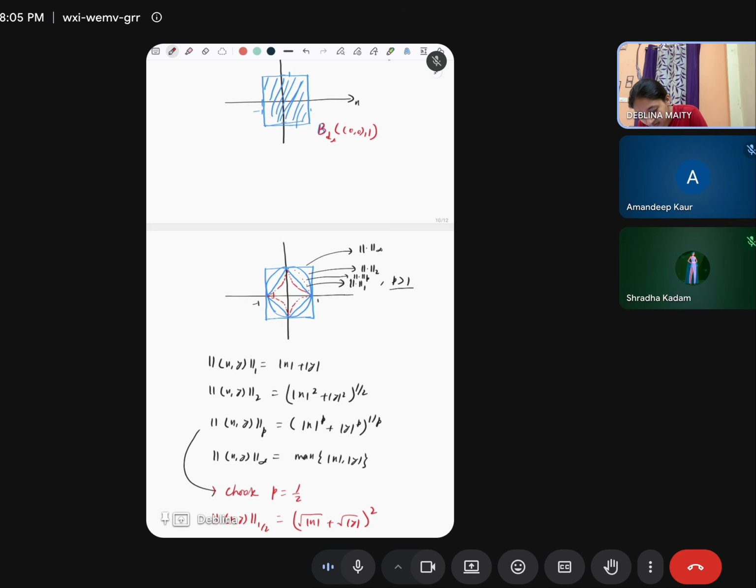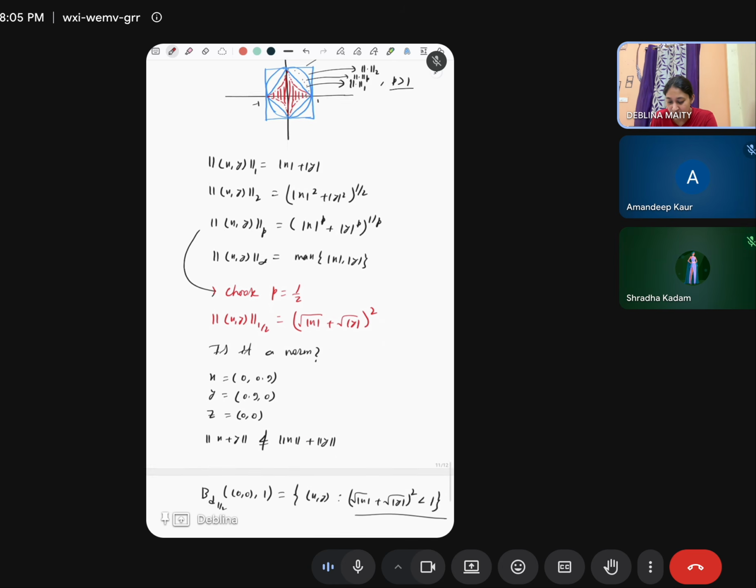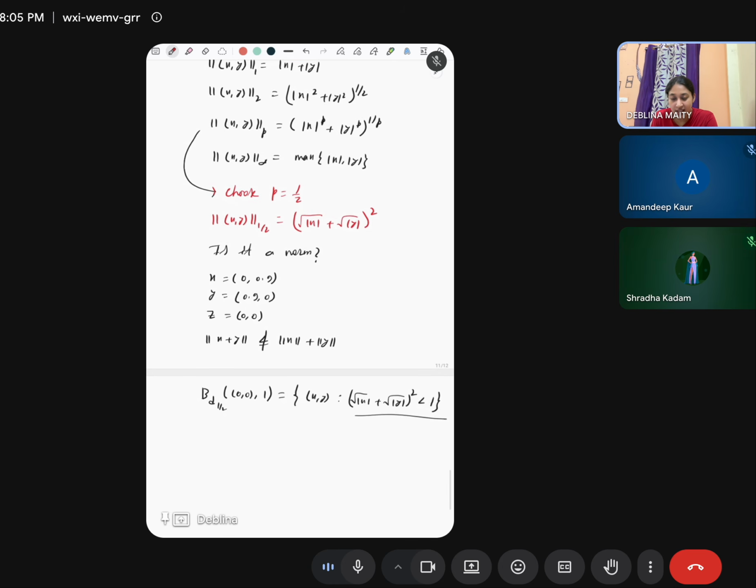Right, this region. Now if you observe this, all the norms we have defined from 1 to infinity, all the open unit balls are convex, right? But the open unit ball with respect to this d half will not be convex, right? So this will not be a norm. This is a metric. D half is a metric, but it does not come from a norm, right?